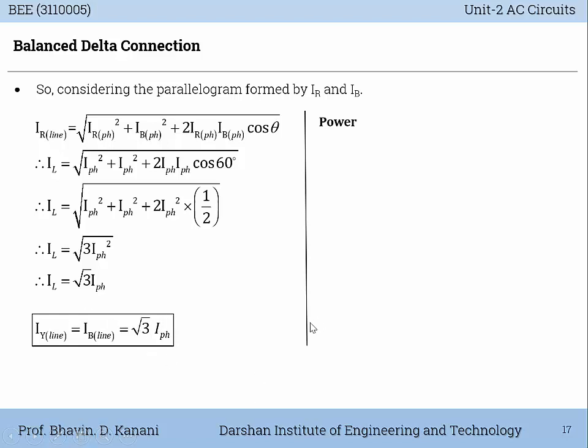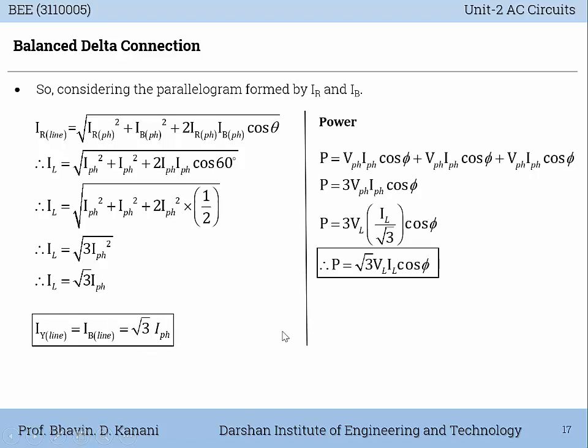This is the relation. For power in delta configuration, balanced condition, in the same way as we derived the equation in star connection, the equation is derived in delta connection. So ultimately the total power P is equal to √3 times VL IL cos φ.